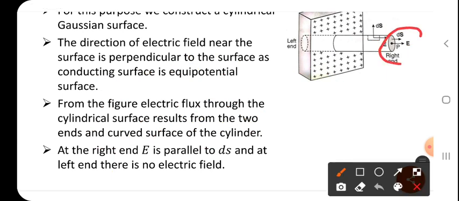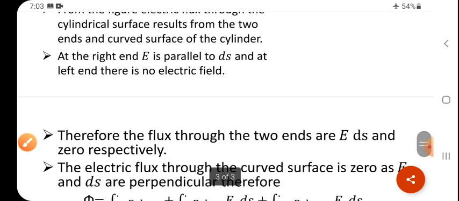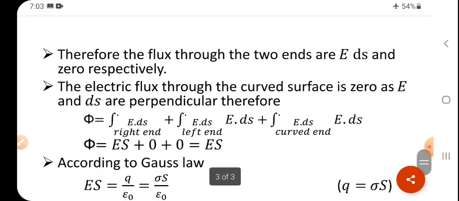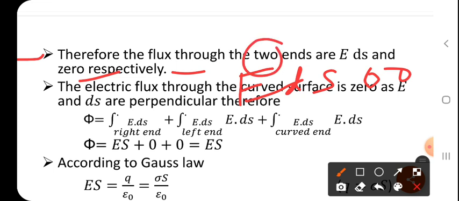But we get a value on the right end. Therefore the flux through the two ends are E ds and 0 respectively. On one end you get E ds and on the remaining end you get zero. That is the meaning of this line. Among the two ends, on one end we get E ds, and on the curved surface we get 0.